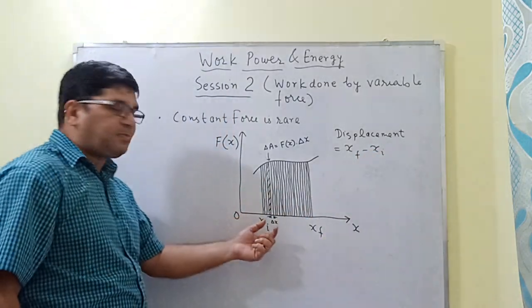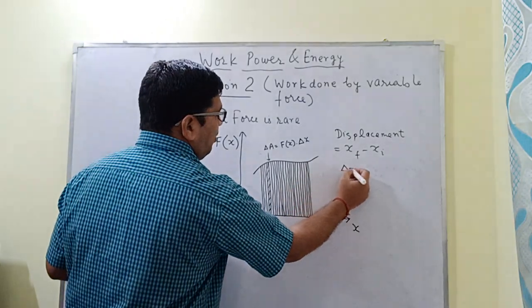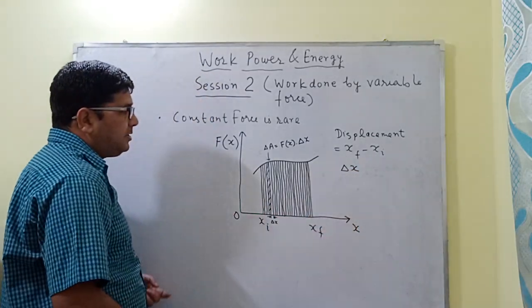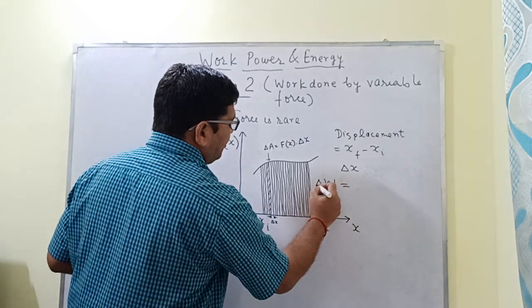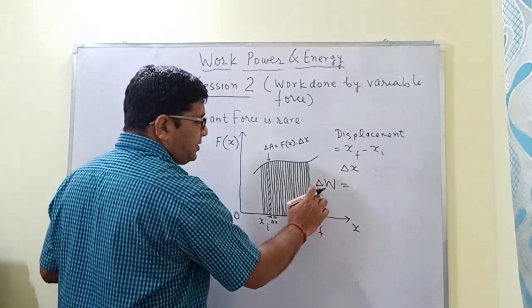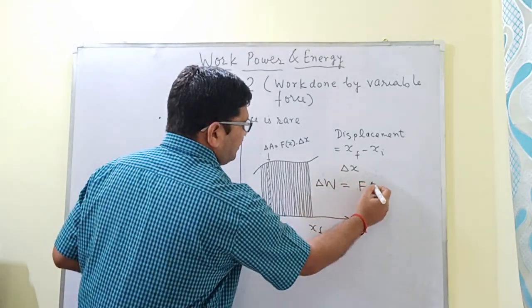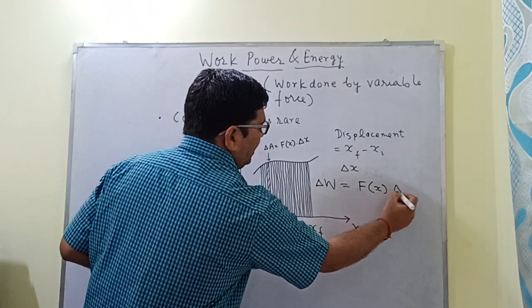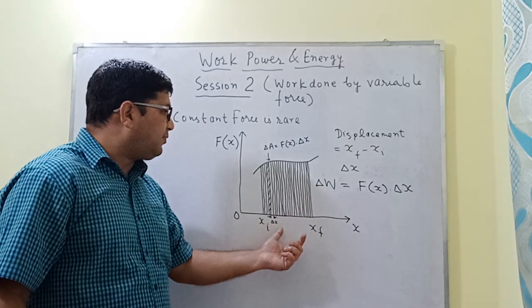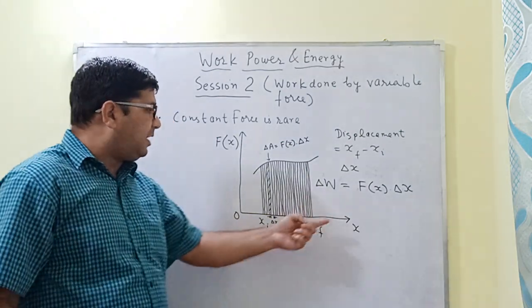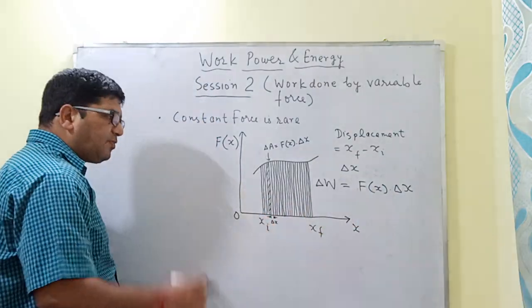Now if the displacement is very, very small, say it is delta x, then the work done, which I have denoted here as delta w, can be written as Fx delta x. This is when the displacement is very, very small, and in this case I have taken this displacement as delta x. So delta x is a very small displacement.